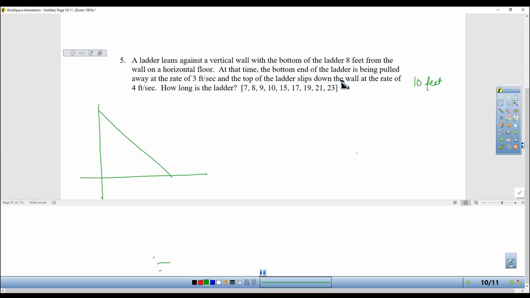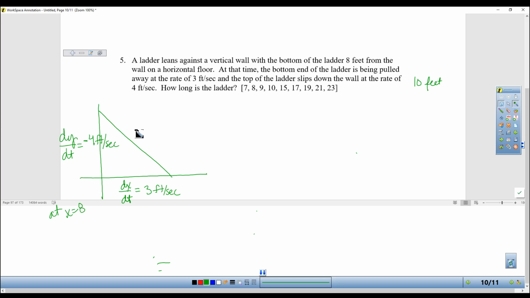At that time, the bottom end of the ladder is being pulled away at a rate of 3 feet per second. So dx/dt, I don't know who's pulling this ladder. It's very unkind. 3 feet per second. And the top of the ladder is slipping down the wall. So how is y changing? It's getting smaller, so it's negative 4 feet per second. And all of this is happening at x is equal to 8.